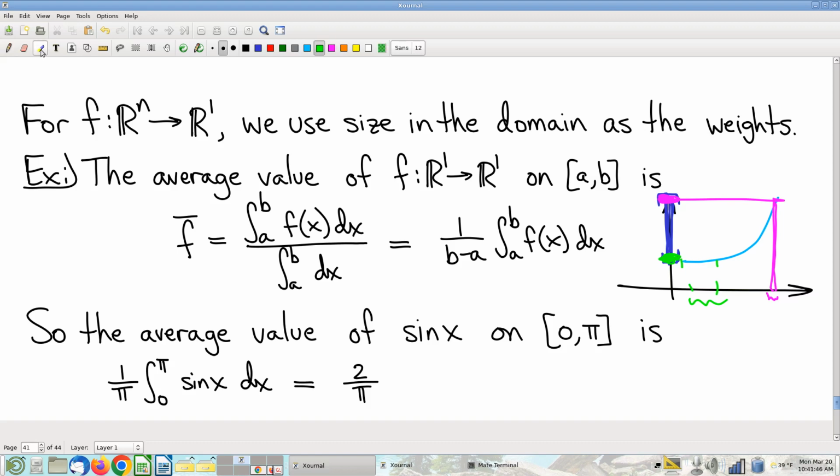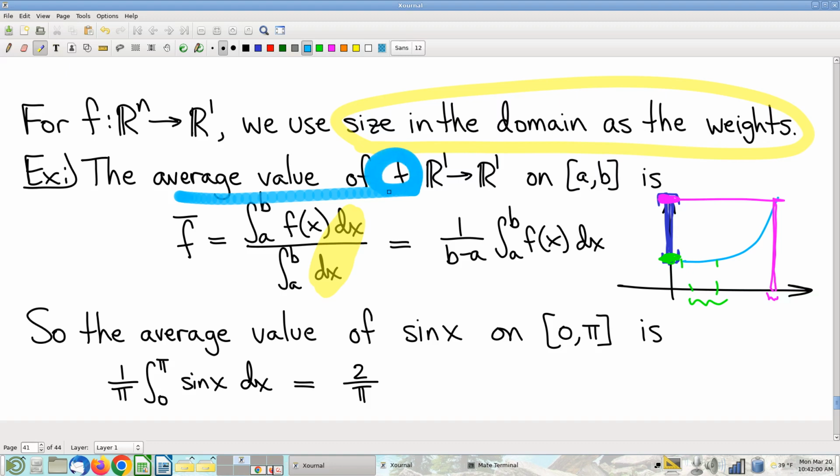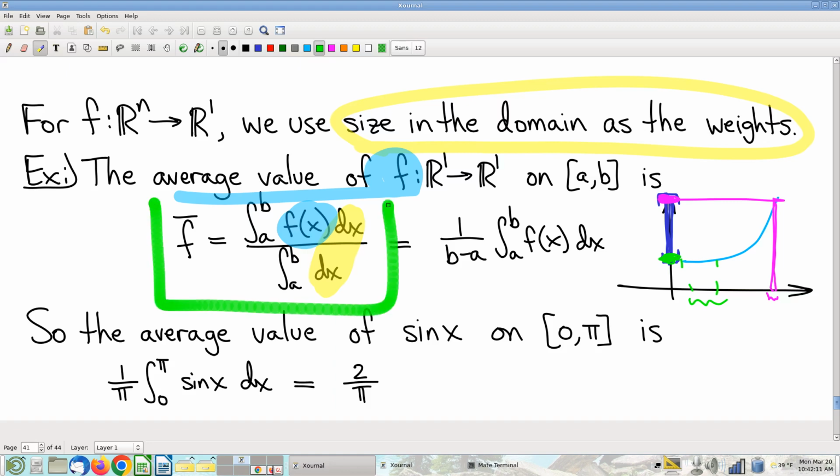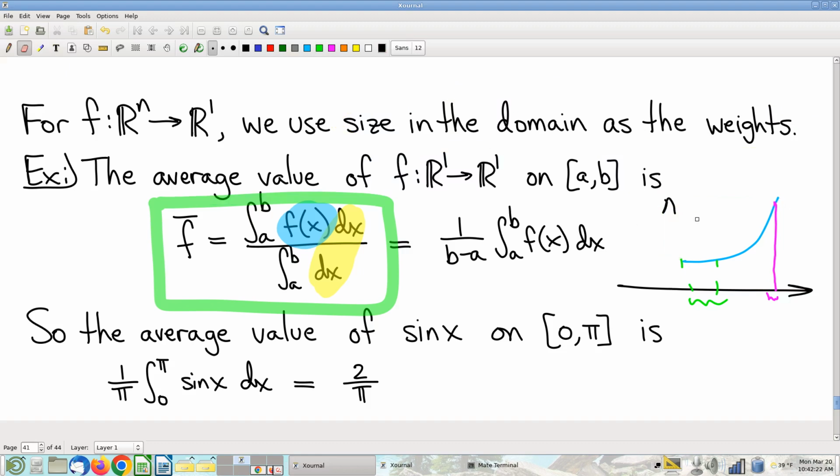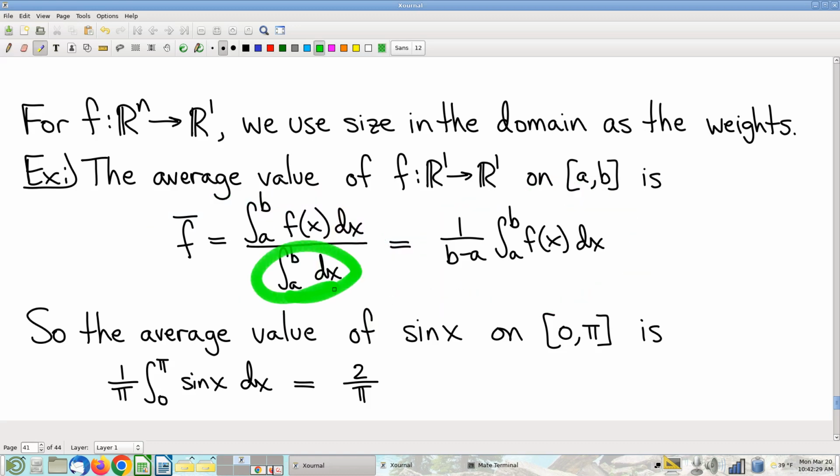So the way we represent this is we use size in the domain as the weights. So dx is our weights. And then we just keep in mind that what we're trying to find the average value of is this function f. So we're looking at the output values of the function, using size in the domain as the weights, and copying from our previous discussion, this is what the average value of the function ought to be, based on that point of view. And now it's just a matter of computing. Notice a quick rewrite we can make, based on the fact that this denominator is always b minus a. That's nice, very convenient. So it's a convenient simplification.